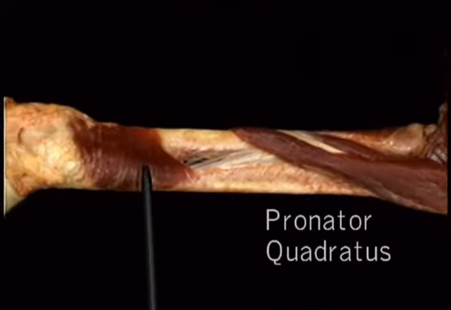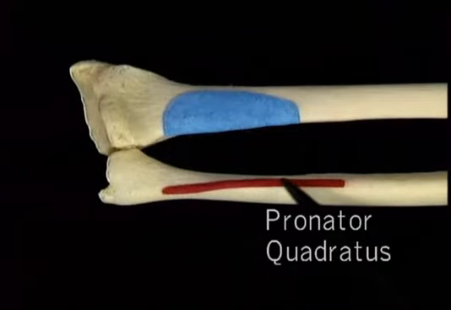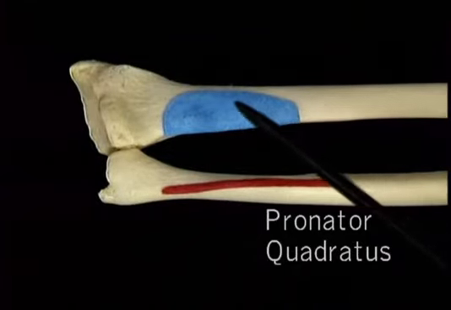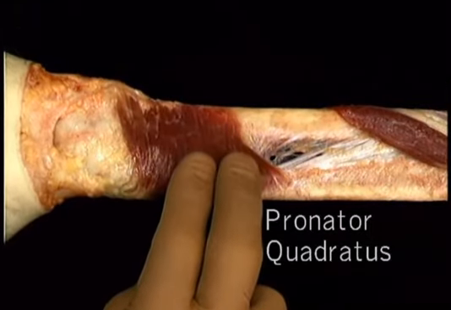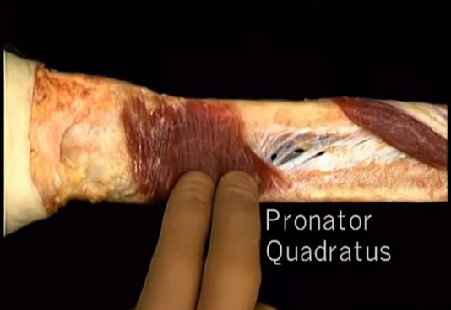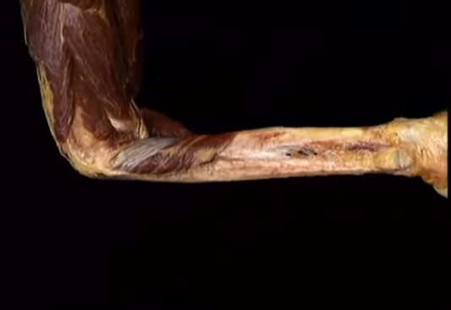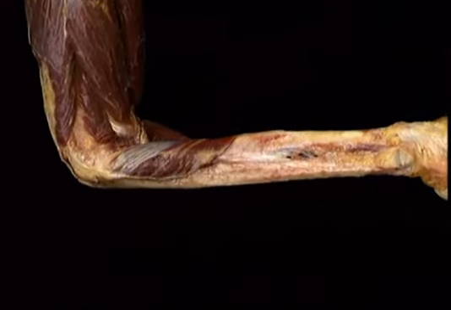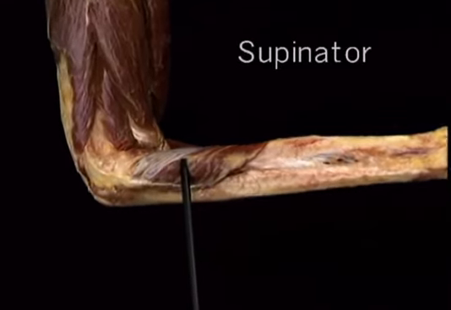The second pronator muscle is pronator quadratus, which arises from the anteromedial aspect of the ulna and inserts here on the anterior surface of the radius. Here's the action of pronator quadratus. Now let's look at the two muscles which produce supination. The one that we haven't seen yet is simply called supinator.